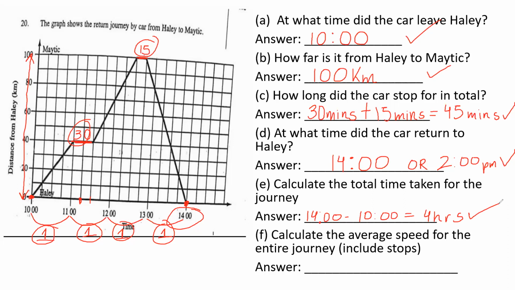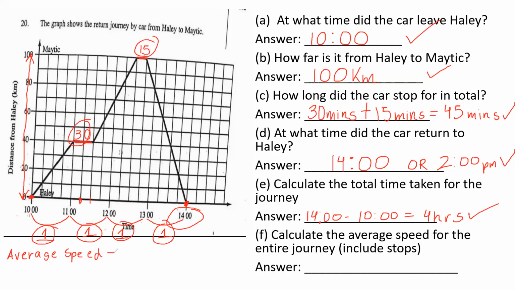Now the big question. It says calculate the average speed for the entire journey, including the stops, right? So the average speed for the entire journey, how are we going to get that? Average speed is distance over time. Average speed is going to be the total distance divided by the total time.